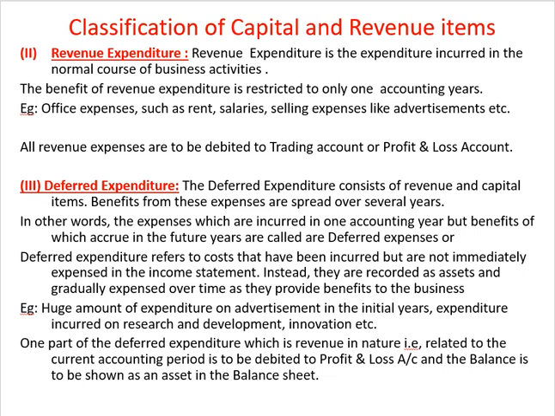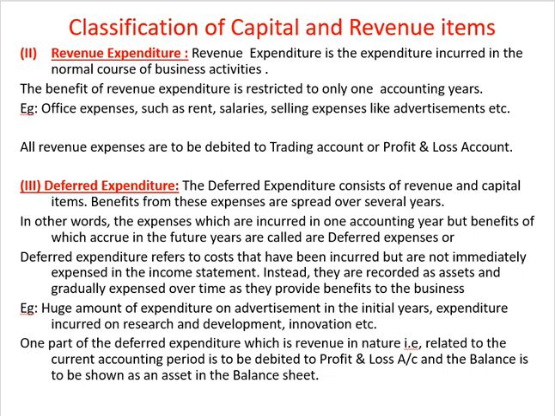Third one is deferred expenditure. These are the costs which are incurred but not immediately expensed in the income statement. Instead, they are recorded as assets. It consists of both capital and revenue clubbed together. It means the benefits from these expenses are spread over several years. For example, if you spend an amount on advertisement initially, then on a long-term basis you will get the return from that business.